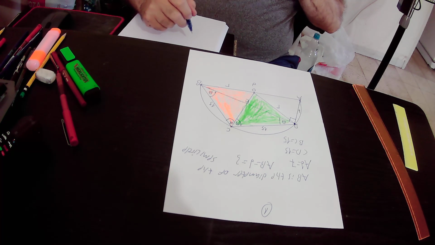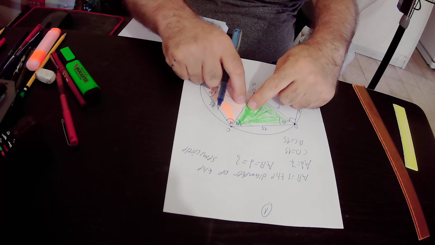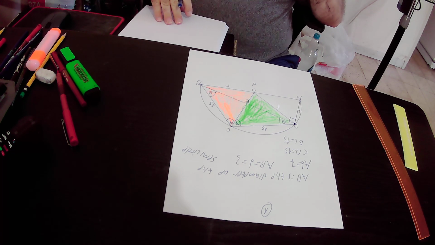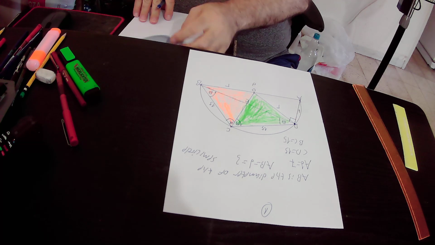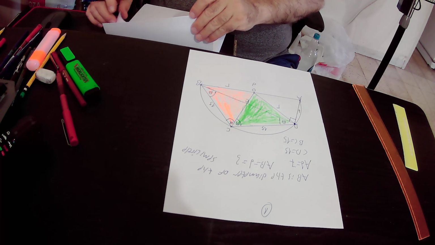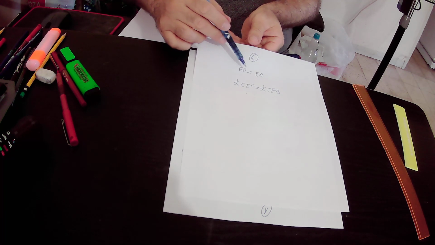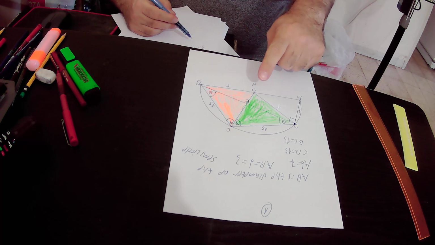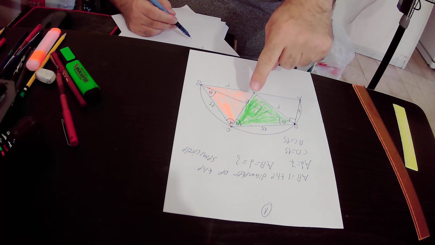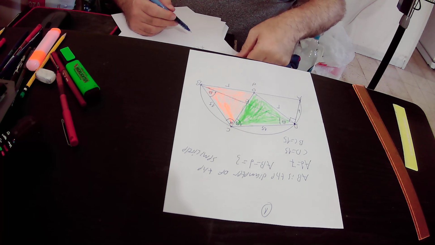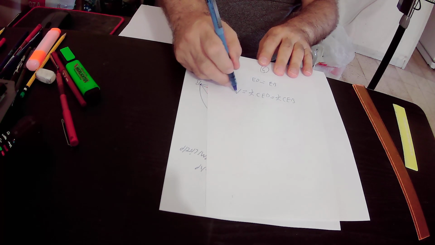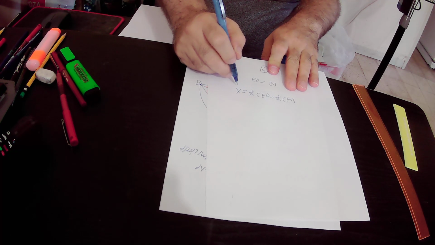Okay, those two angles are equal to each other according to the rule that corresponding angles in congruent triangles are equal to each other. So angle CED in the green triangle equals angle CEB in the orange triangle. If we define angle CED as x, then angle CEB also will be equal to x.